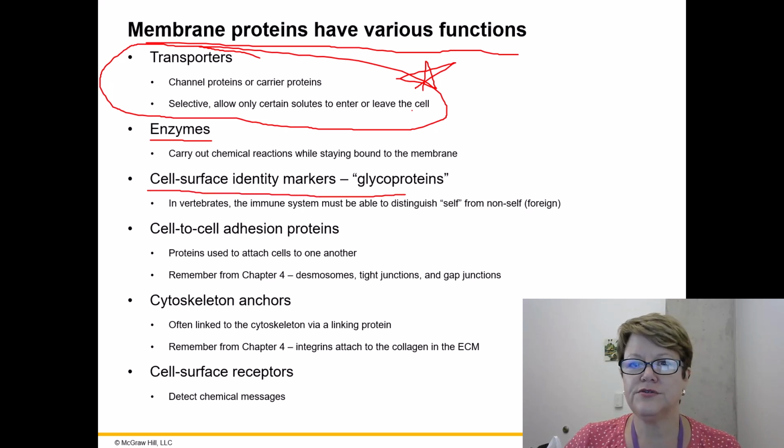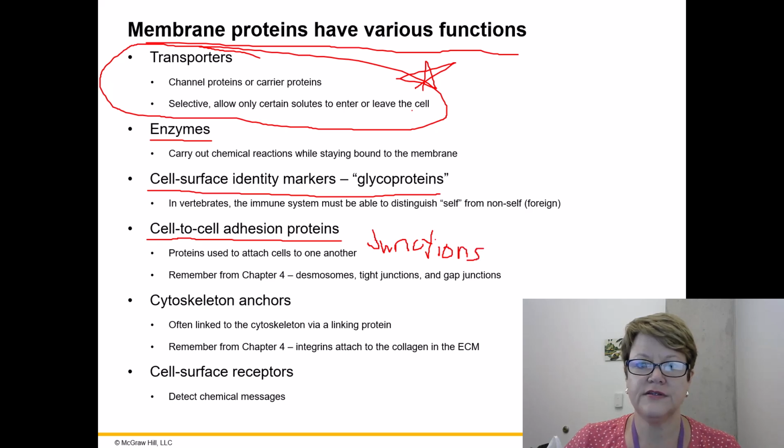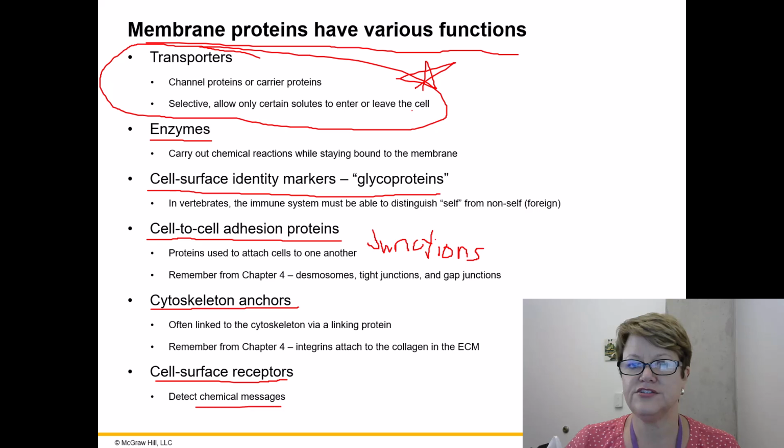I already mentioned to you the proteins that are cell identity proteins are called glycoproteins. In chapter 4, we looked at junctions. Those are proteins that hold cells together and in some cases act as passages between two cells. They can connect to the cytoskeleton. They can act as receptors to receive chemical messages from the external, extracellular environment. But in this chapter, we're really going to focus on this transport function of membrane proteins.